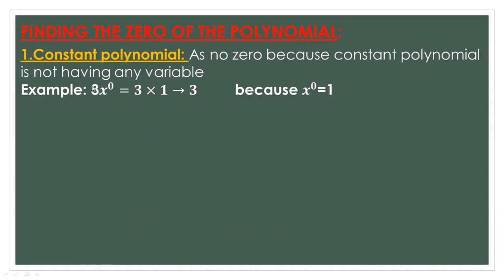First one is the constant polynomial. A constant polynomial does not have any zero because it does not have any variable. Okay, students, constant means it should be a value, right? For that, we take one example here: 3x to the power of 0 is equal to 3 into 1. This is how we get 1, since x to the power of 0 is equal to 1. It means any variable or number which has degree 0 becomes a constant only. Hence, a constant polynomial does not have any zeros.